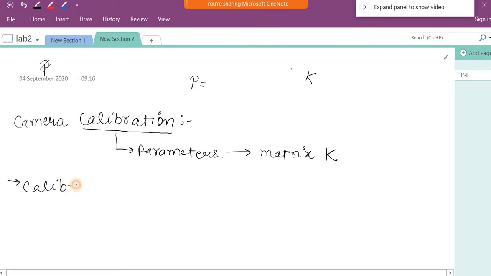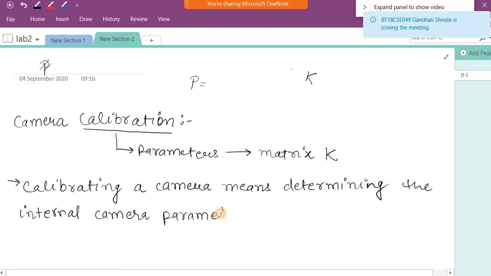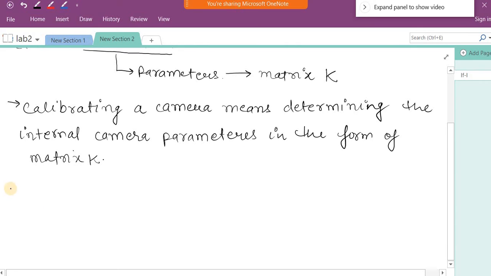So the technical definition of calibration is: calibrating a camera means determining the internal camera parameters in the form of matrix K. So how can you determine these internal camera parameters? There are certain methods.